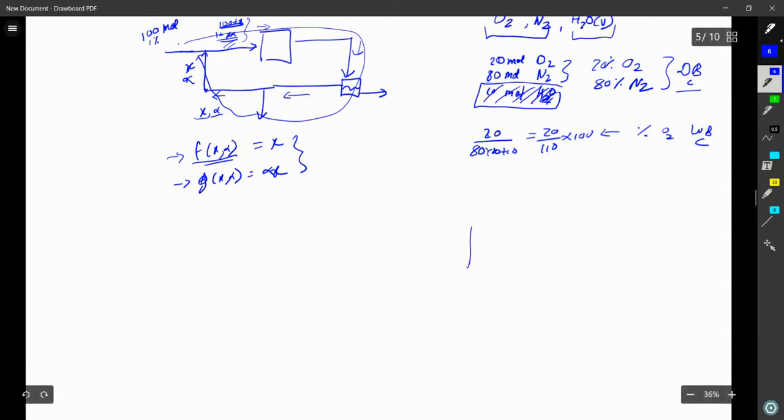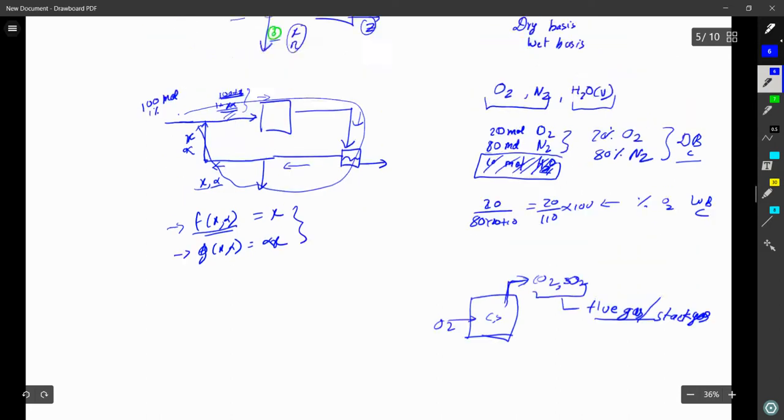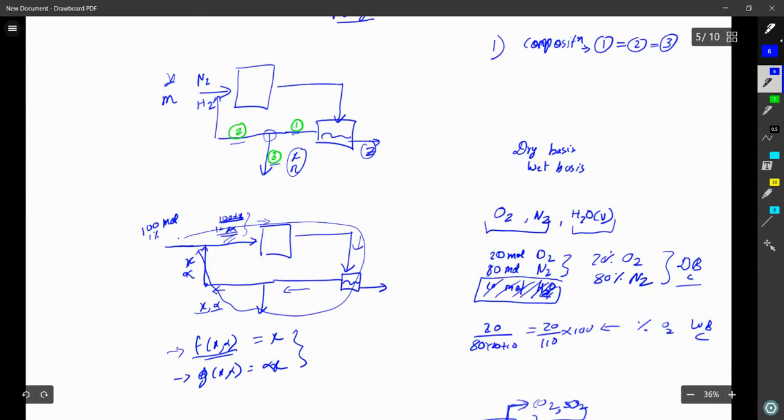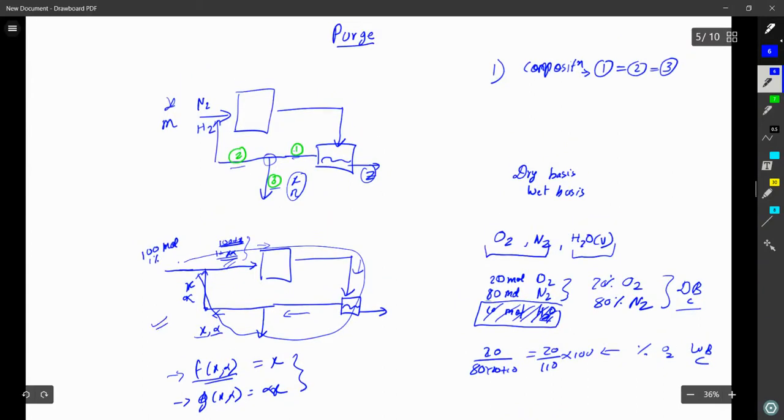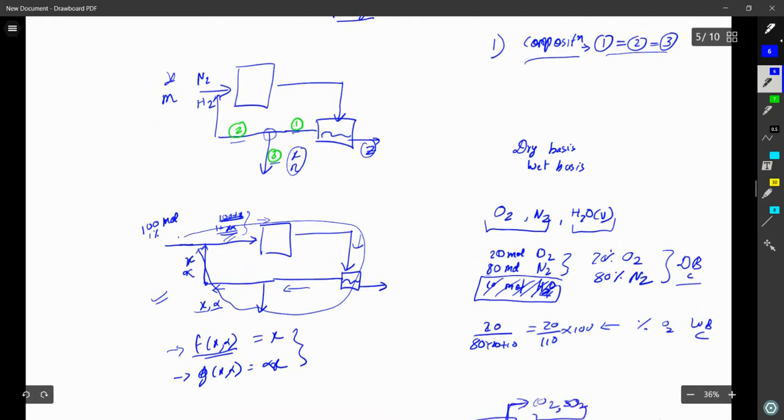One last small term is for whenever you do combustion. Let's say you have carbon, you pass O2, and some CO2, and if there's some sulfur, SO2 comes out. Whatever these product gases are that come out are called flue gas or stack gas. So just small terms: flue gas, stack gas, wet basis, dry basis, and the concept of purge, and the idea that the composition is equal. That's all about it.